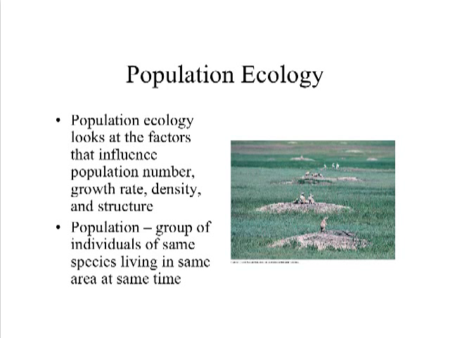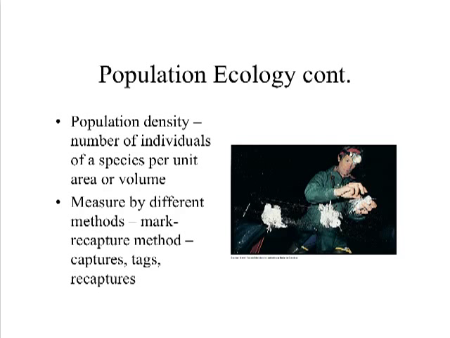Okay, so we're going to focus now on population ecology, which takes a look at the factors that influence the population number, growth rate, density, and population structure. If you remember from earlier, a population is a group of individuals of the same species living in the same area at the same time. The population density is the number of individuals of a species per unit area or volume.